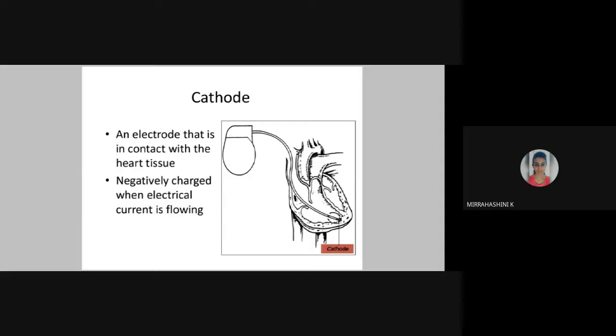Next one is cathode. So cathode is an electrode which is in contact with the heart tissue. So it's negatively charged and when the current is flowing, it will be a negative charge. Okay, so that is a cathode part.